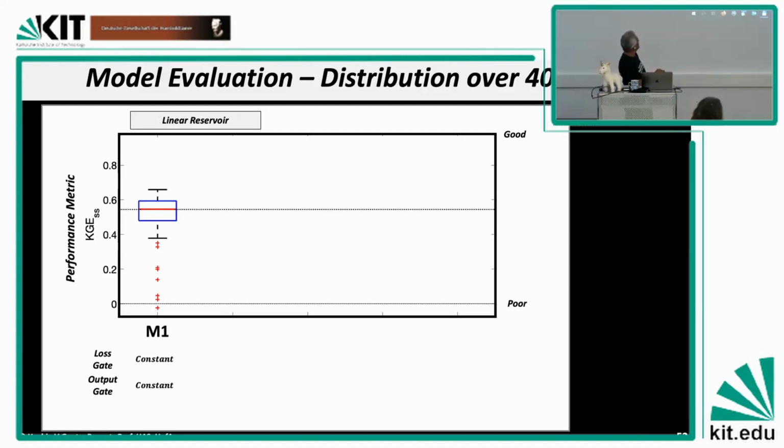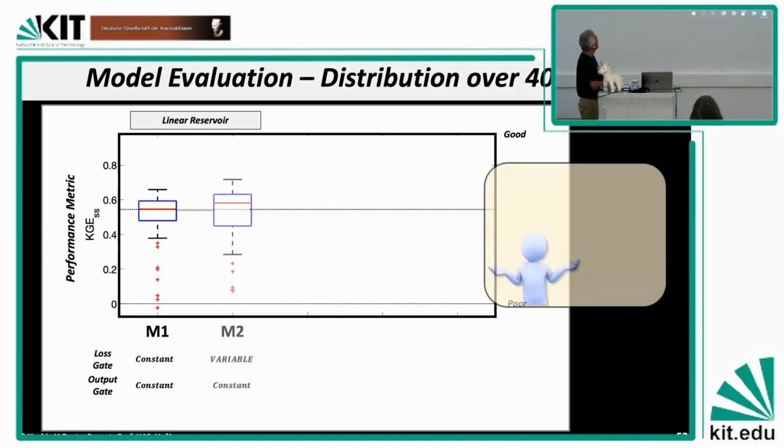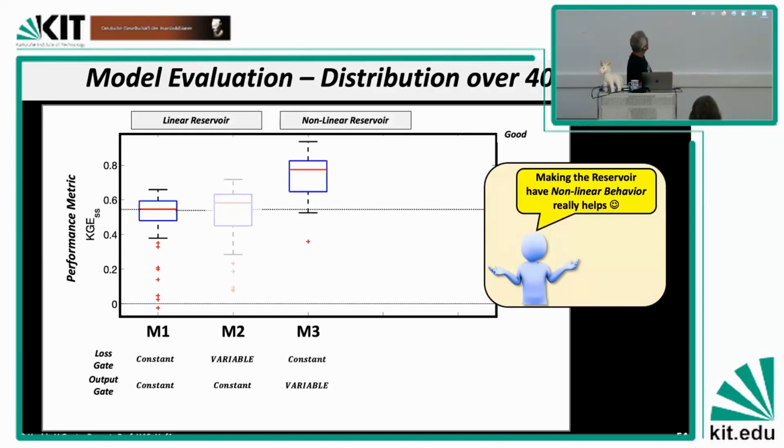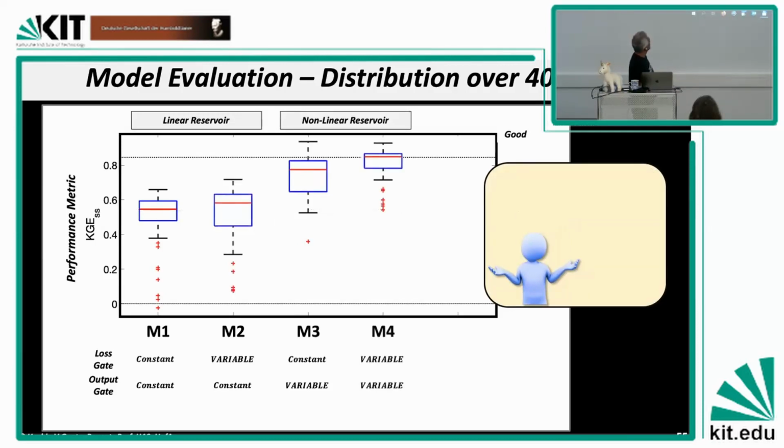And you can see the median performances here, what we were showing earlier. But now you can see that there's some variation in performance, and some of the years are really doing badly, okay? So which model is this? This is the one which all the weights were constant. This is the second model where I allowed the ET to have a variable rate. This is the third model where I allowed the output to have a variable gate. And this is the fourth model where I allowed both the loss and the output to have variable gates.